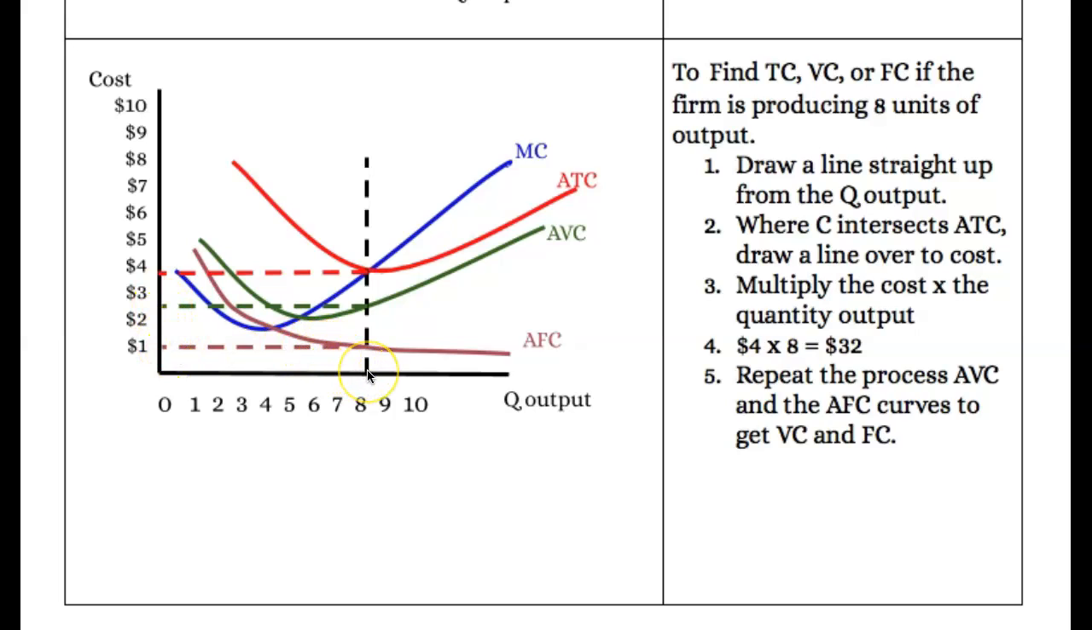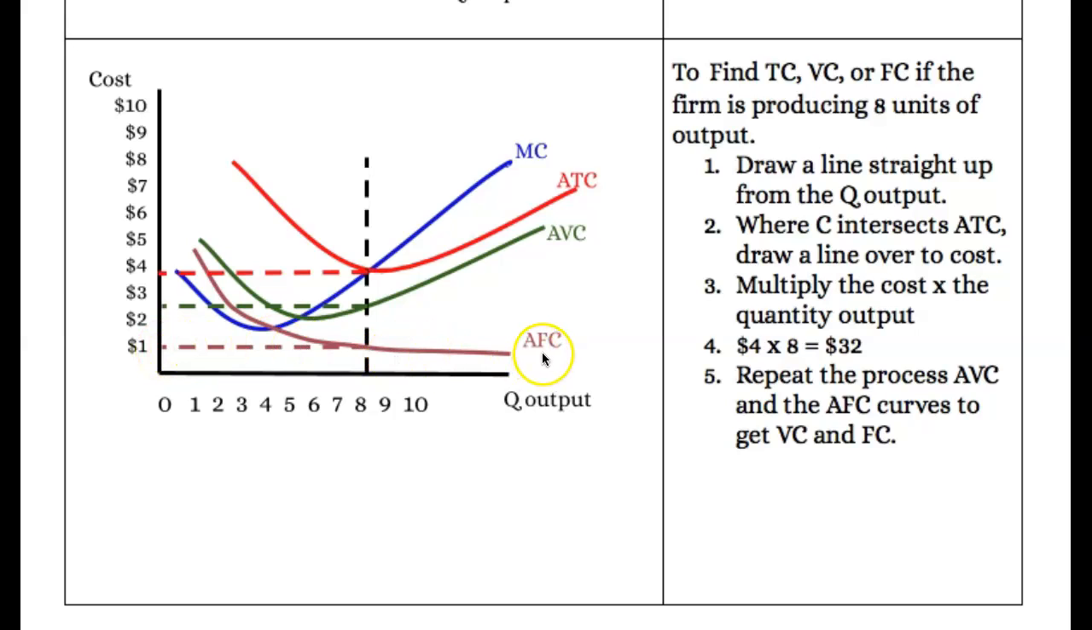To get the variable cost, you would do the same thing. You would take it up to the average variable cost and over, let's go with that at 3. So 8 times 3 is 24. And fixed cost, you would do the same thing. So 8 up to where it intersects the average fixed cost, and then over is 1. And so that is $1, so 8 times 1 is 8.